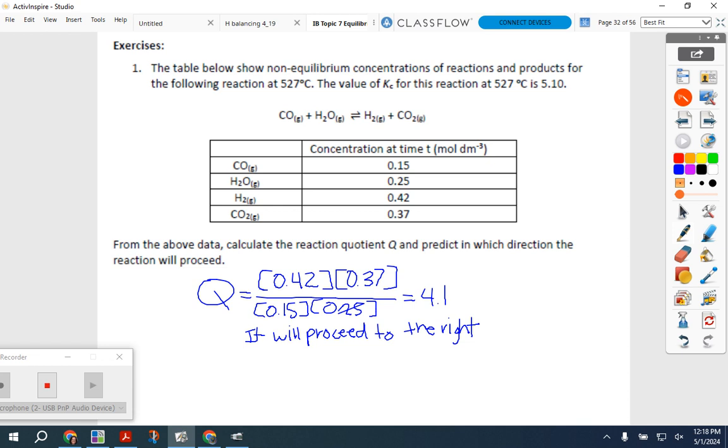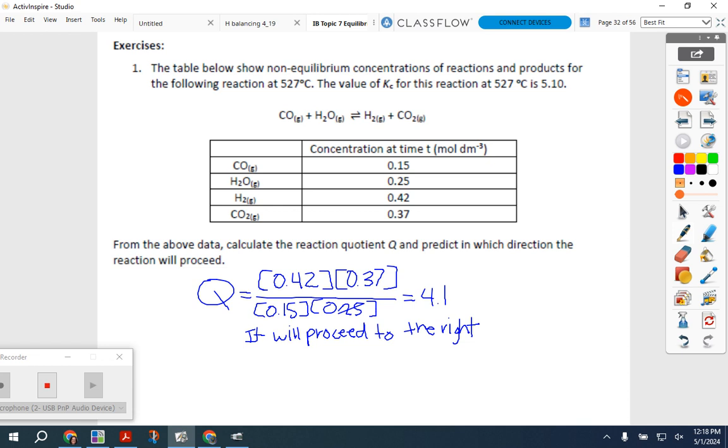So it is going to go to the right because our Q is 4.1, which is less than our K, which is 5.1. If Q is less than K, we have not yet gotten to equilibrium, and we're going to be favoring the forward reaction. If Q was greater than K, then we would be favoring the reverse reaction. We would have more products, and we would be pushing towards the left. Okay, so favoring the forward reaction means proceeding to the right. Favoring the reverse reaction, we call it proceeding to the left.